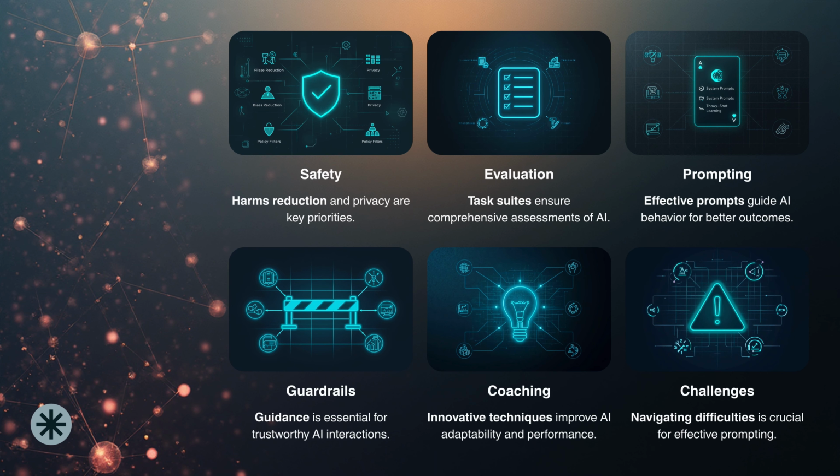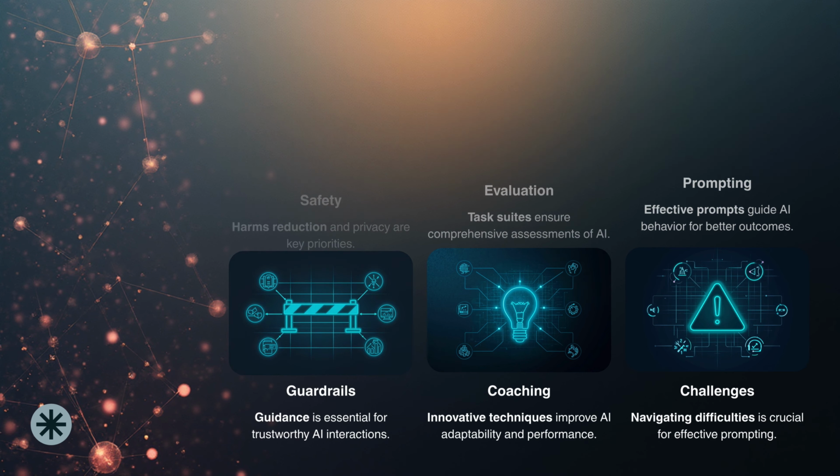Responsible deployment demands safety and rigorous evaluation. Safety work includes minimizing harmful or biased outputs and protecting private data. Evaluation blends automated benchmarks with human review and regression tests to track improvements over time. Prompting practices matter. Use clear system instructions, relevant examples, and constraints. Guardrails, like content filters and restricted tool access, help prevent misuse while preserving utility.